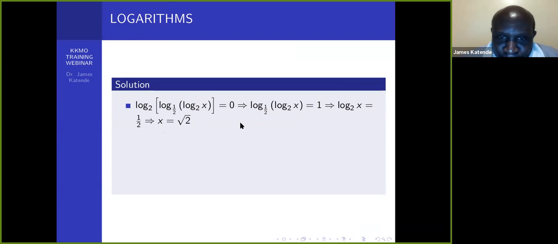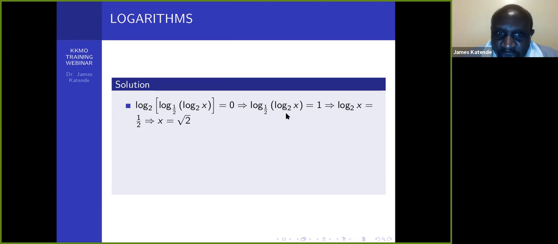So if the logarithm base 2 of this expression is equal to 0, it means this expression here must be equal to 1, right? 1 is what will appear as 2 raised to 0. So this whole expression must be equal to 1, and that's what we do at the next step. Now, if the logarithm base a half of this expression is equal to 1, it means whatever is in here must be equal to a half raised to 1, so that the logarithm of x to the base 2 will be equal to a half, right?